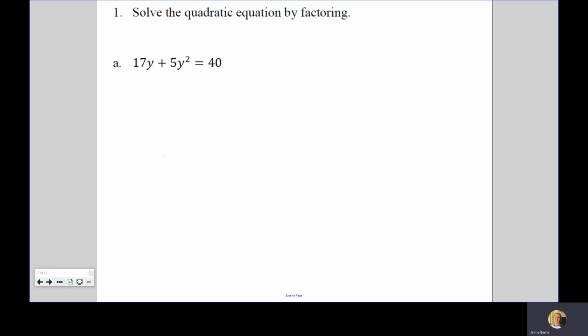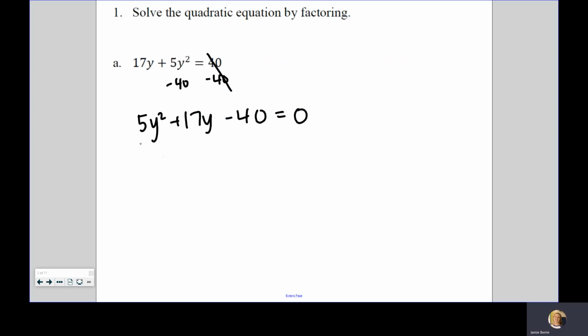So the directions here just tell us to solve the quadratic equation by factoring. All right, so we have 17y plus 5y squared plus 40. In order for us to factor this, we need all the terms to be on one side, and we need it to be in descending order. So let's go ahead and move 40 over, and while we're at it, we'll write this in descending order. So that's going to be 5y squared plus 17y minus 40 equals 0.